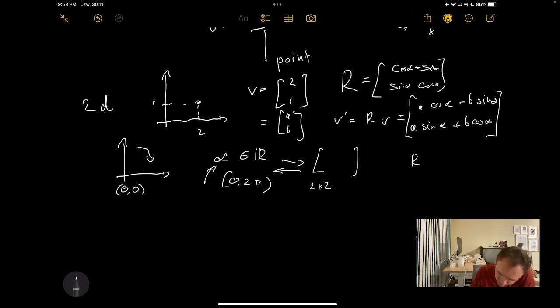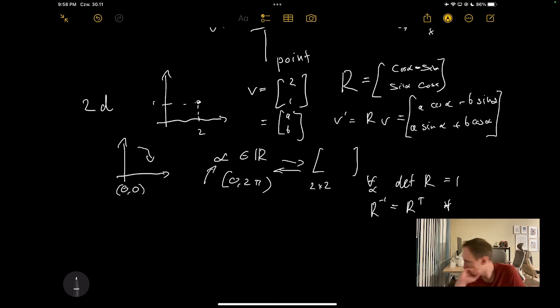I'm not going to prove this, but we could prove that this matrix R has a bunch of properties. The first property is that for each alpha, the determinant of R is 1. And then we could also prove that the inverse of R is R transpose. This is actually a nice exercise. I leave it as an exercise to the interested reader. It's a relatively easy thing to prove.